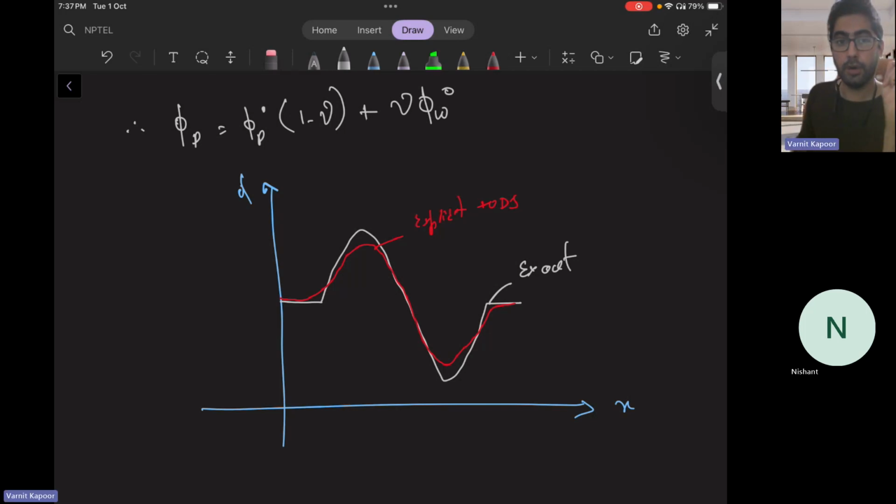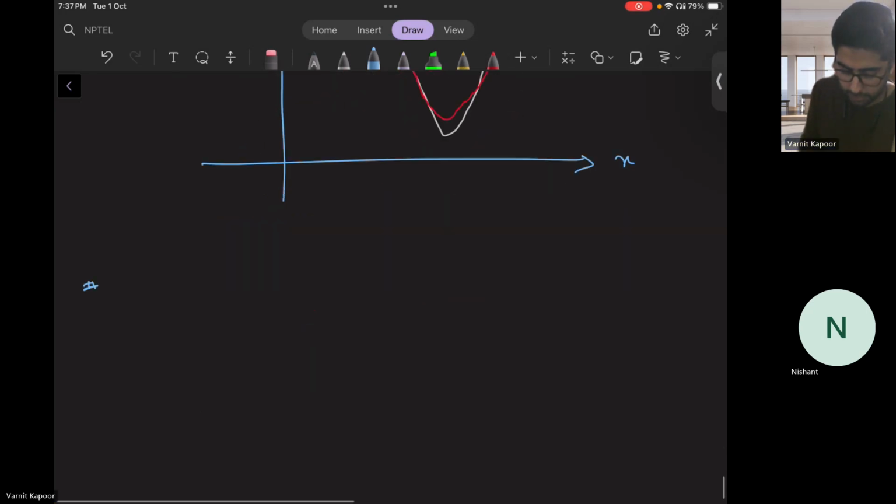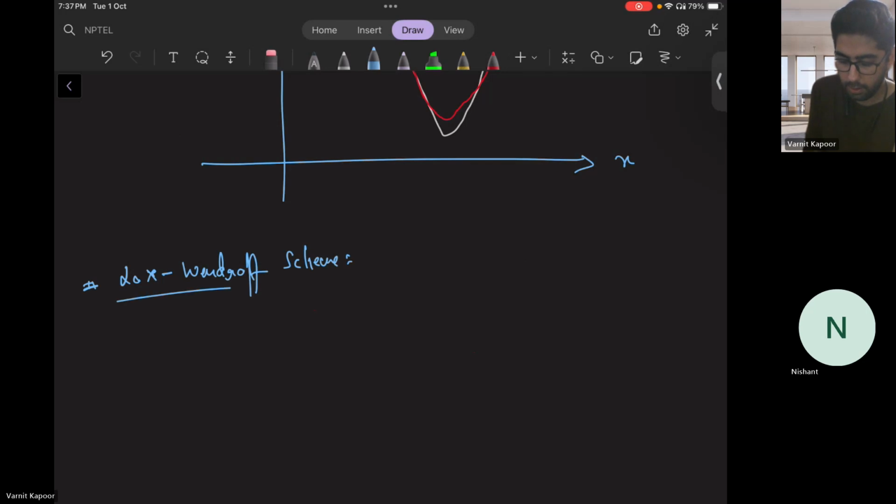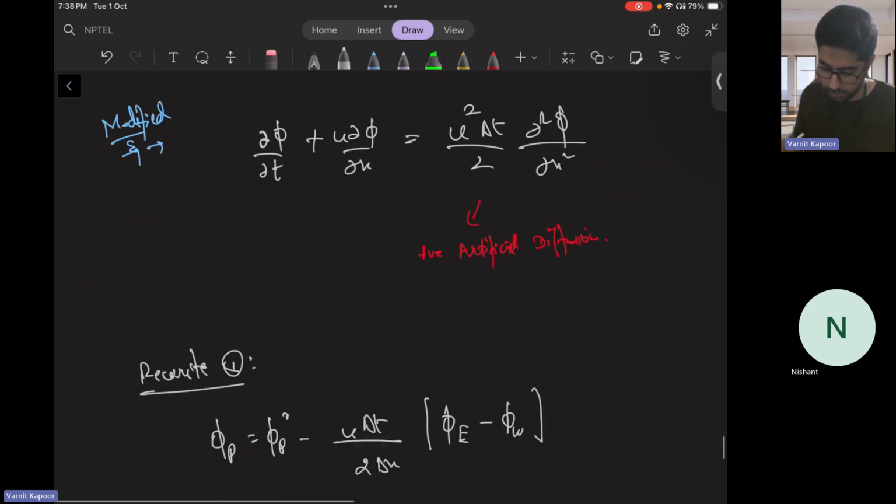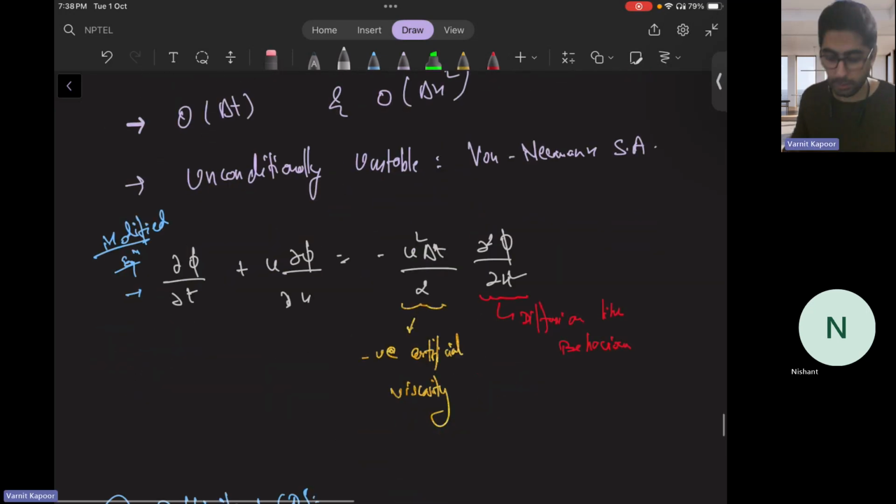Now there was one scheme, the Lax-Wendroff scheme. Lax-Wendroff said that he wanted to use CDS anyhow. We were saying that CDS we cannot use, because there was a negative artificial viscosity. Okay. So he said that you start with giving this viscosity only.